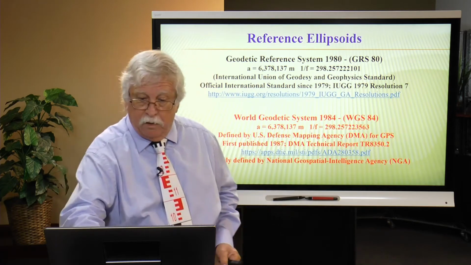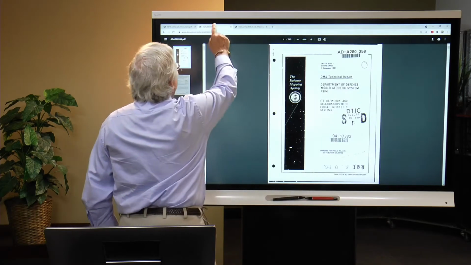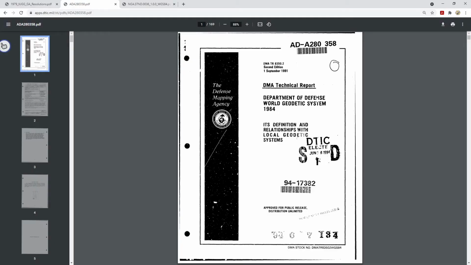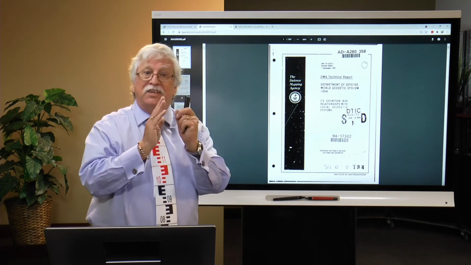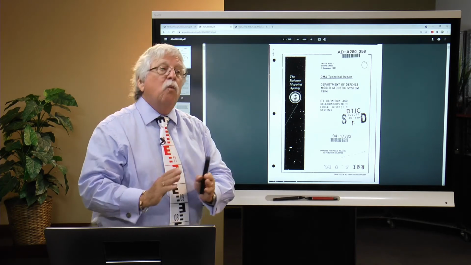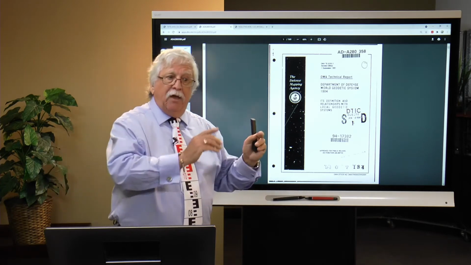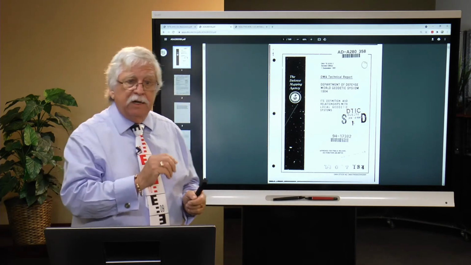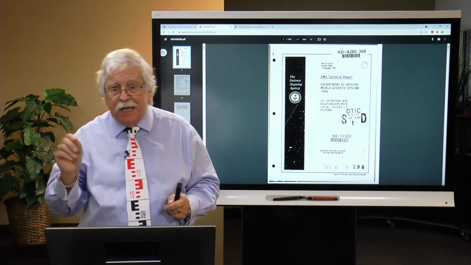I'll just show you here very quickly that this is the documentation from the Defense Mapping Agency that defines the original World Geodetic System of 1984. I put that out there just to make sure you understand that WGS84, even though it's dated 84, was not released until 1987, just as NAD83, North American Datum of 1983, was not officially released till 1986.